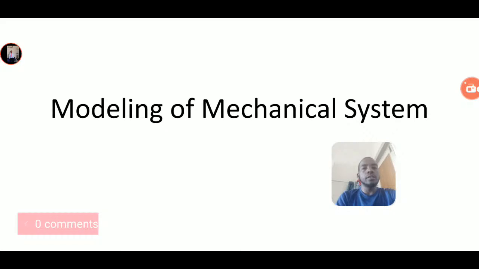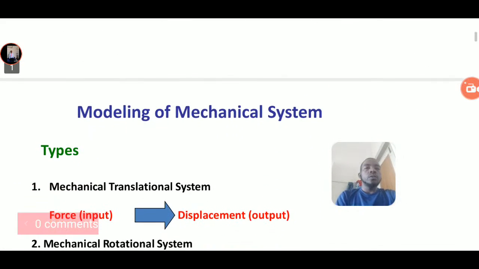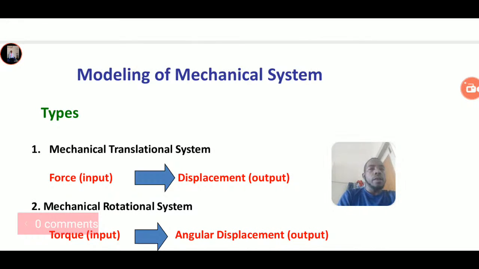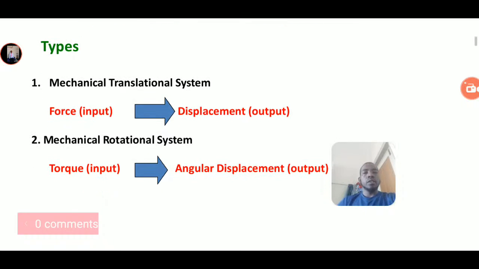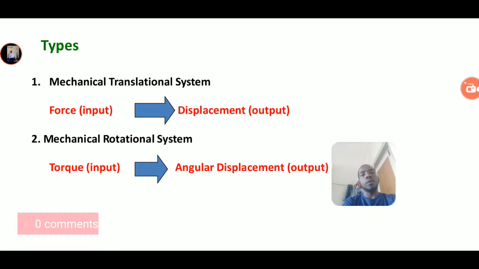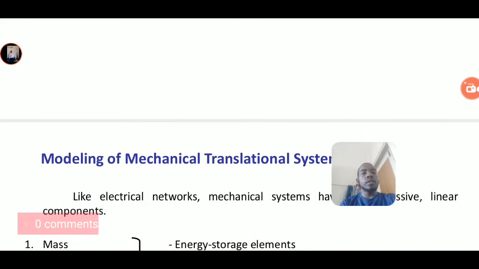When we start to see this portion, there are two types of modeling of the mechanical system. These are the translational mechanical system and the rotational mechanical system. In the translational mechanical system, the force is input and the displacement is output, whereas in the rotational mechanical system, the torque is input and the angular displacement is output. So this is the short introduction of the types of mechanical system.